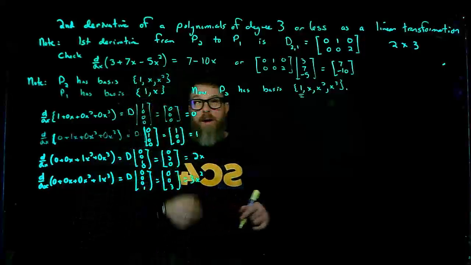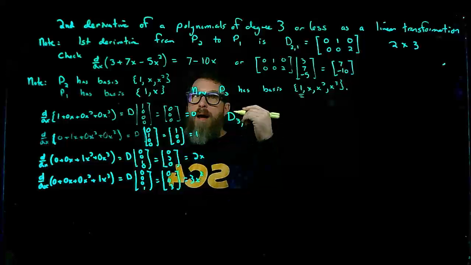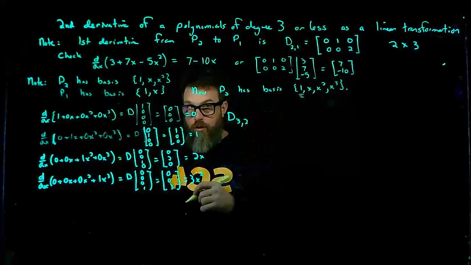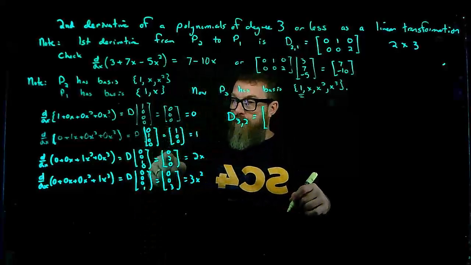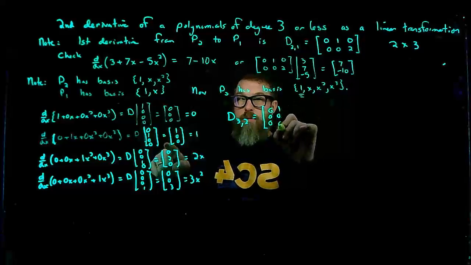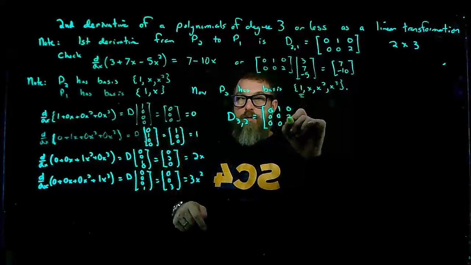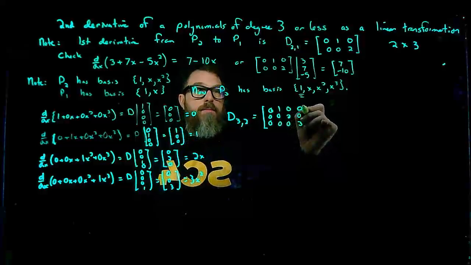All right, now that means that this derivative matrix that goes from polynomials of degree 3 to polynomials of degree 2 is going to be the adjoint of these things. So this together. So 0, 0, 0. This is 1, 0, 0. This is 0, 2, 0. And finally, I have 0, 0, 3.